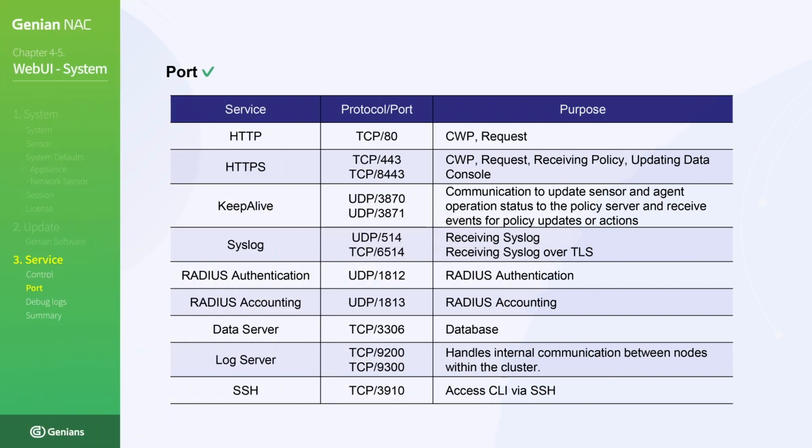The Connection Port section allows you to view all network ports currently in use by the NAC system. If normal communication is not functioning, check the connection port information and request permission from the Perimeter Security Solutions as needed.